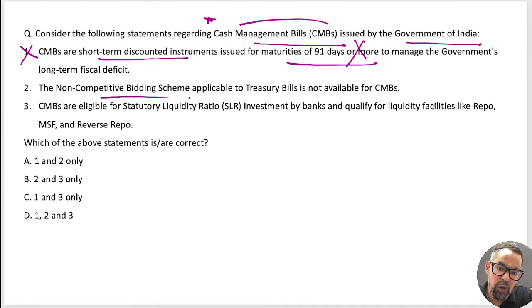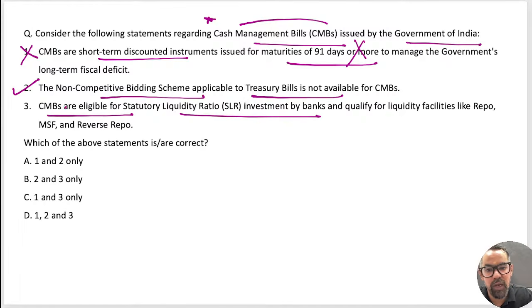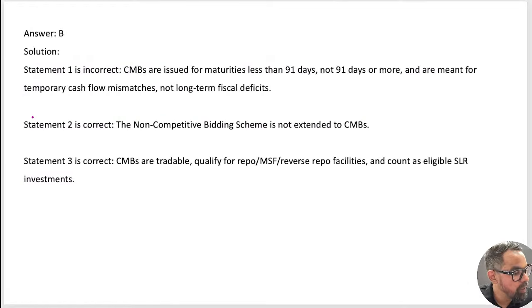Second one: the non-competitive bidding scheme is applicable to treasury bills, not to CMBs. This is true. The third one is CMBs are eligible for SLR. That is true. So 2 and 3, which means option B will be the right answer for this one. CMBs are issued for less than this, not more than this, for the shorter period and others, right?